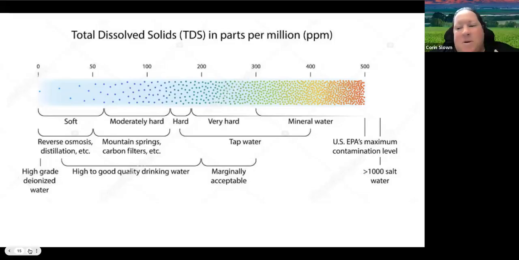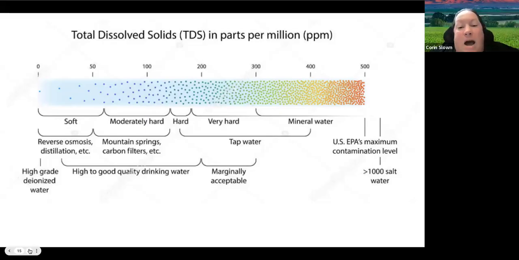Interestingly, the EPA has a maximum contamination level that says you have to have, sorry, greater than 1,000 in order to be considered salt water. Misread that. Everything else below that, we're going to consider fresh water, but with a variation in the total dissolved solids. So let's think about then how we purify our water.